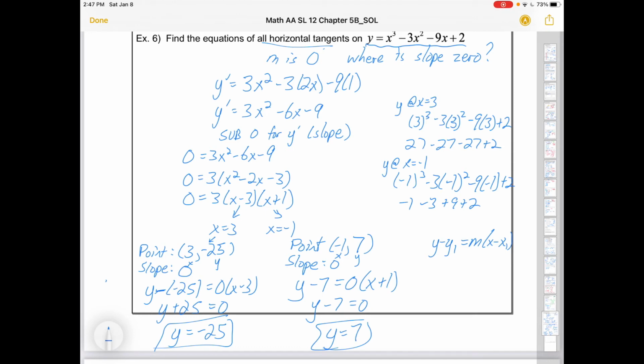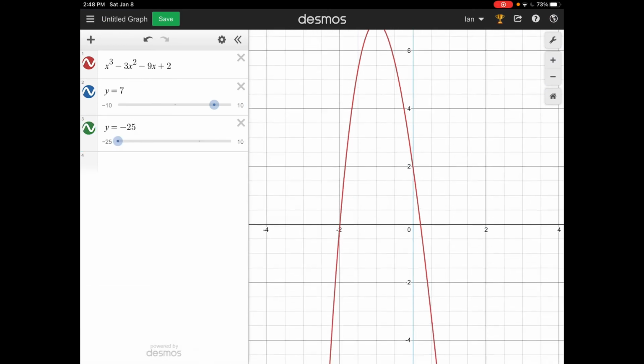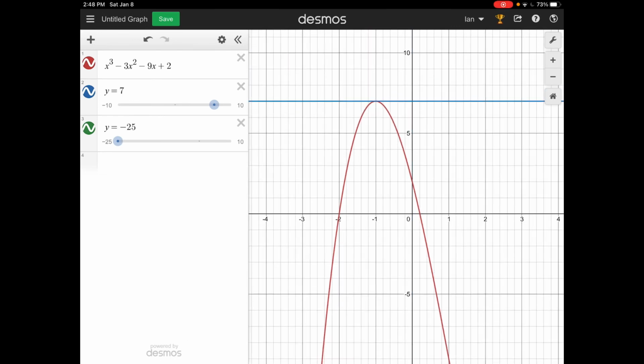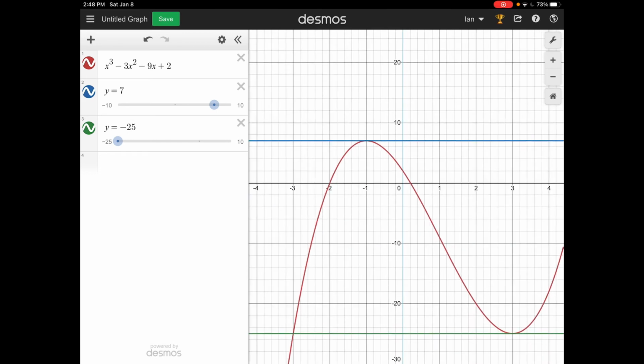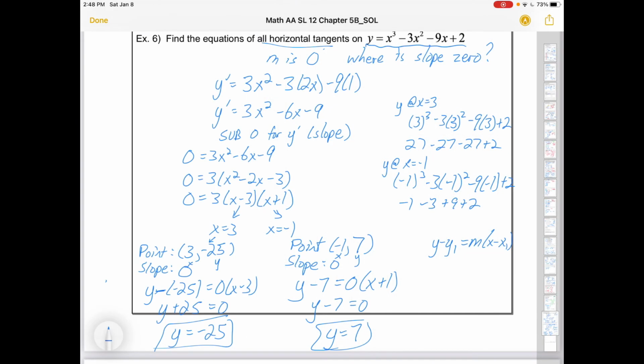Again, let's head to Desmos to confirm. So I've got my function in red. I really don't see enough of it, so I'm going to have to squeeze this down a little bit. And look at that. One of those horizontal tangents really does touch at x equals negative 1. And the other one does touch at x equals 3. And the y values are 7 and negative 25 respectively. That means we have some graphical confirmation that what we did is okay.